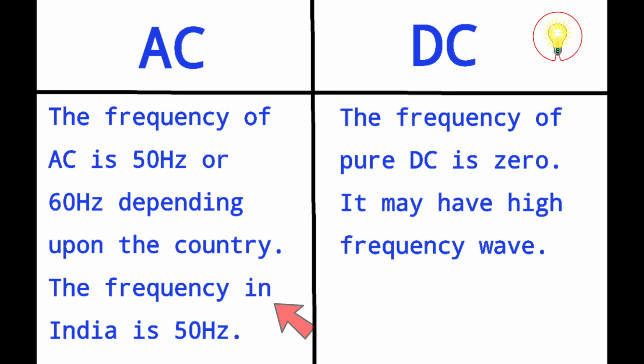Comparison number 10. The frequency of AC is 50 Hz or 60 Hz depending upon the country. The frequency in India is 50 Hz, and in DC the frequency of pure DC is 0. It may have a high frequency wave.